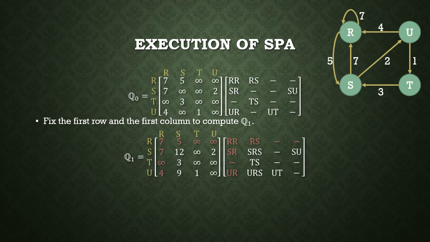Now I move to the UT entry. The previous value is 1. The new value is found by adding 4 plus infinity, which will be infinity. So I let the old value be. Talk about the UU entry. The old value is infinity. It lies at the intersection of 4 and infinity, so the new value will also be infinity. I let it be. This completes the matrix Q1.